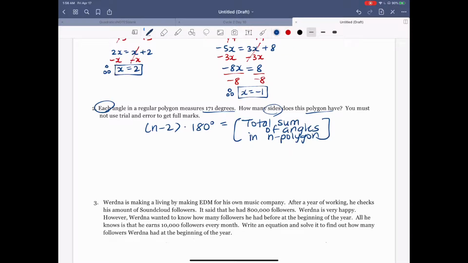And so this time they're saying that if I have this total sum of angles in an n-sided polygon, each angle is going to equal 171. Well, my idea is if I divide this by n, that's going to give me how much each angle is going to be. And so then I can make this equal to 171 degrees, and focus on this side of the equation and try to solve for n.